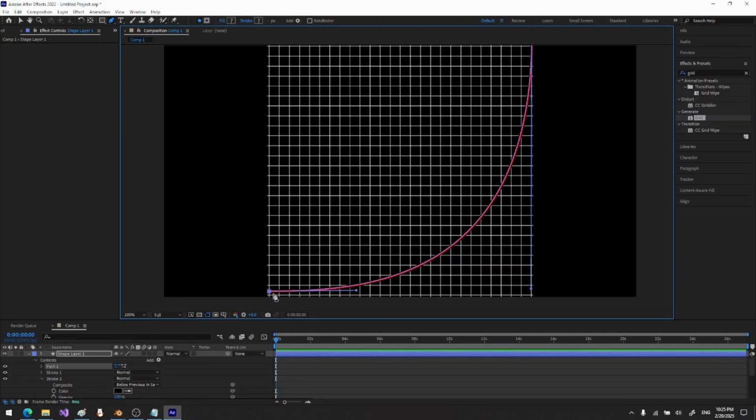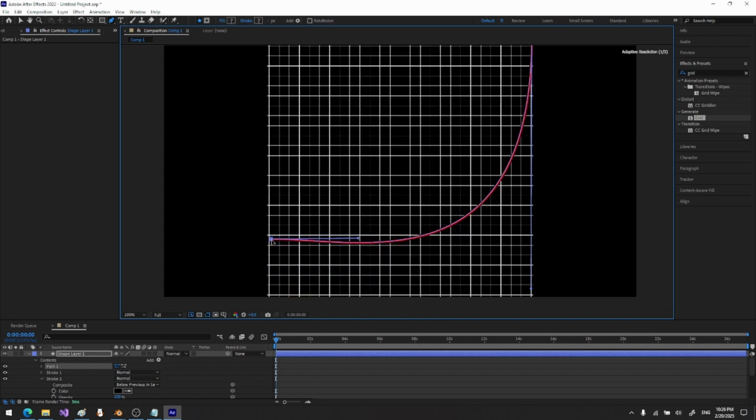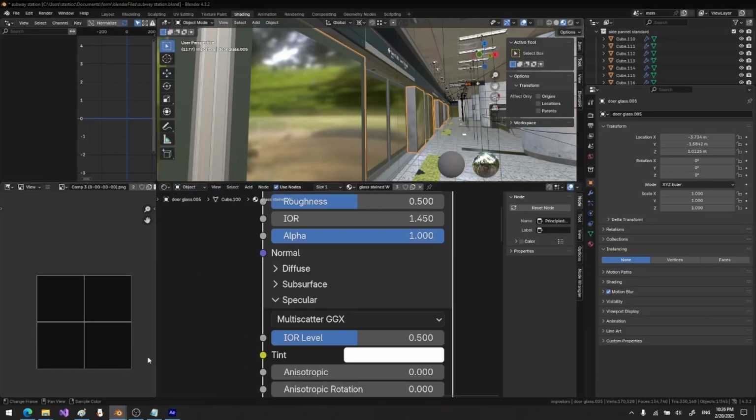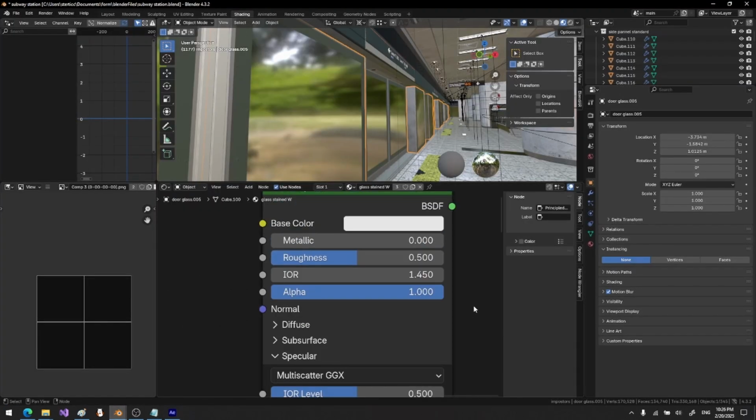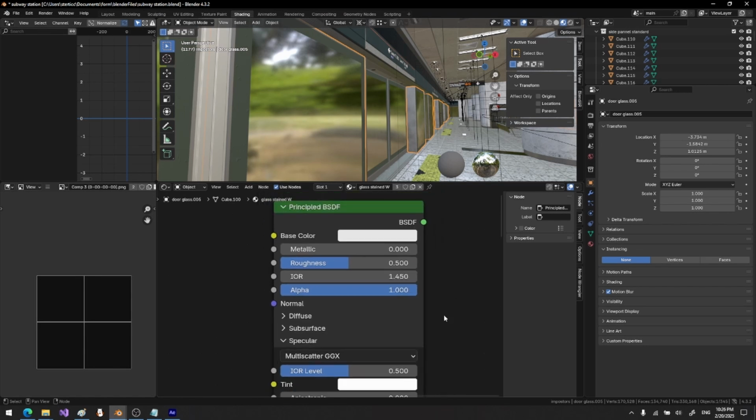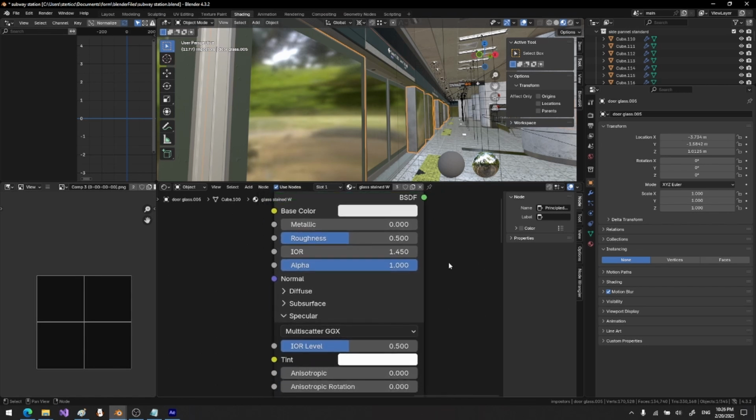So what IOR level does is it retains the entire look or the general look of the curve, but it affects the specularity or the reflectance at the start of the curve. So adjusting the IOR level would be equivalent to adjusting the curve kind of like this. And it's in a range between 0 and 1, which is much more manageable than a range between 1.1 and 1.8 that also doesn't scale linearly.